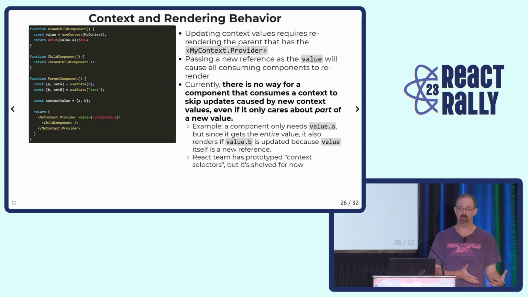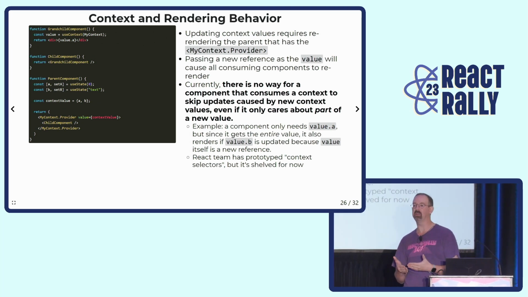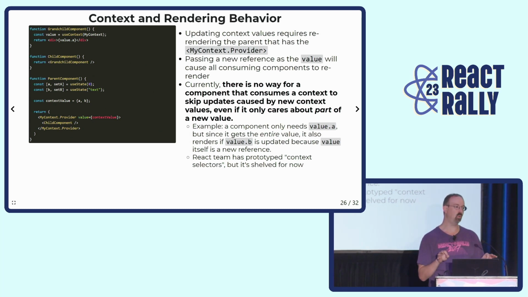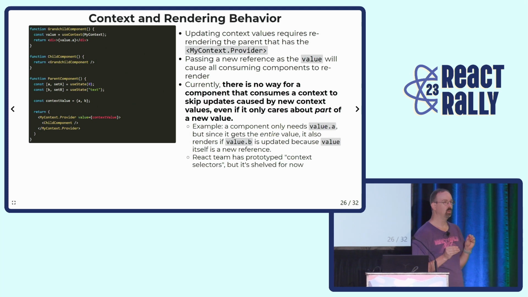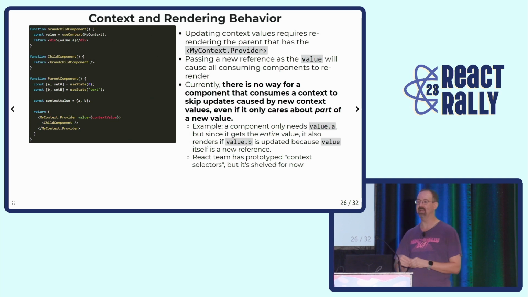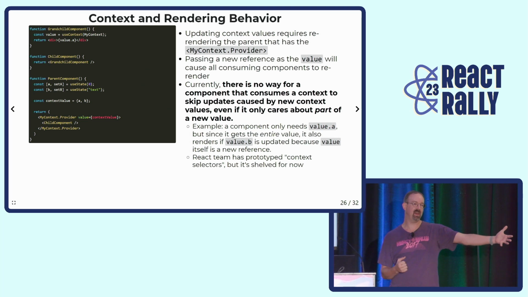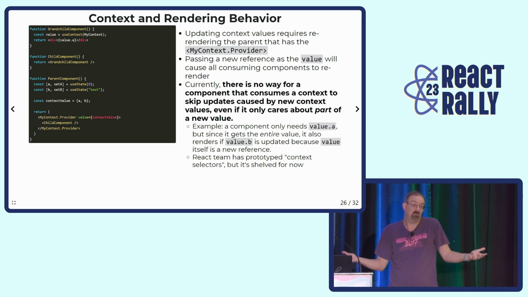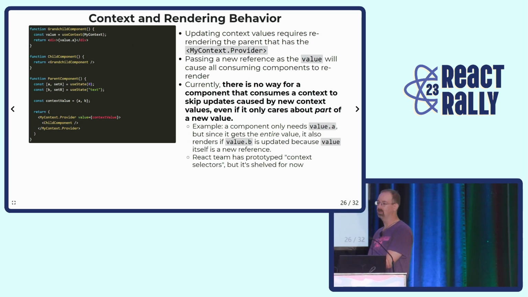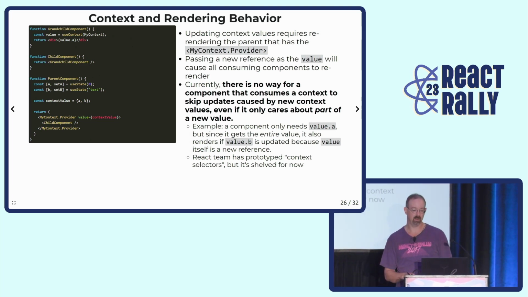So updating a context value generally requires a set state in the parent component, and then you pass a new value reference into the context provider. As of today, there is no way to avoid re-rendering if you try to read part of a context value. If your component only needs value.a, but the parent made a copy of the object and then updated value.b, well, it's a new object, it's a new reference. The context provider will update, the children will re-render when they see the value. There's no way to only care about part of it and skip re-rendering.